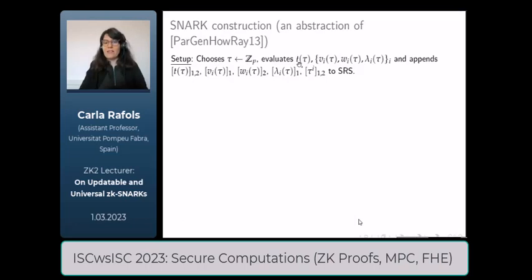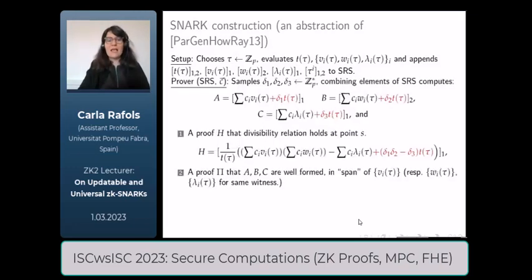And then you evaluate all these polynomials. This is the vanishing polynomial at some set of interpolation points. These are the polynomials that are associated to the matrices that define the circuit. And you just publish these evaluations in the curve, okay? And this is your structured reference string. So these are your trusted parameters.